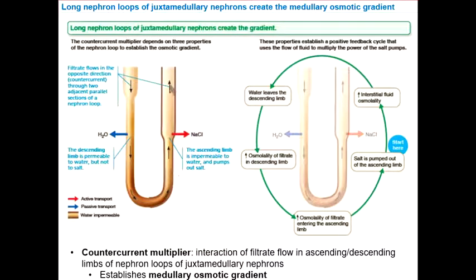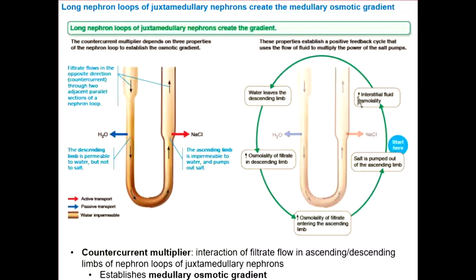Now the ascending limb is just the opposite. It's impermeable to water, so water is going to stay put, but salt is allowed out. So the difference in descending versus ascending limb is what it allows in, or what it allows out, and what cannot escape, which are opposites of each other. All right, so here's the process of the countercurrent multiplier. It says start here, so that would be a good place to start.